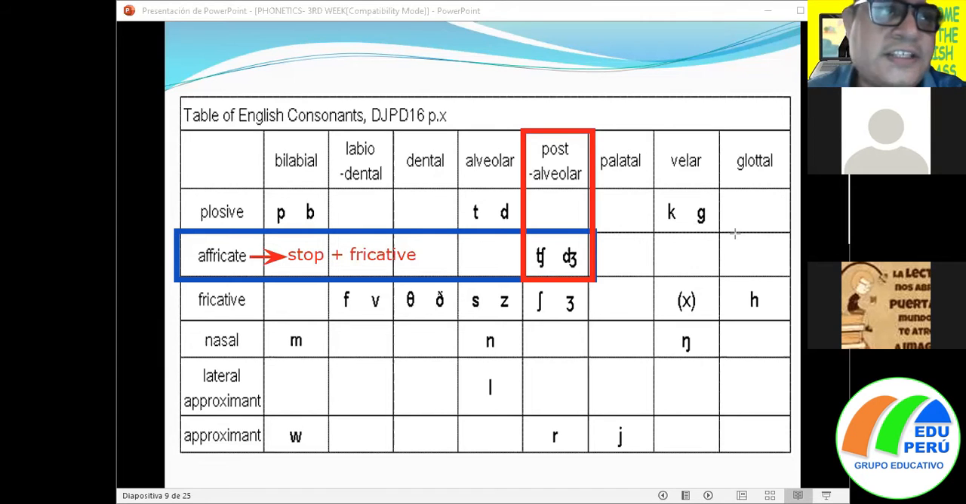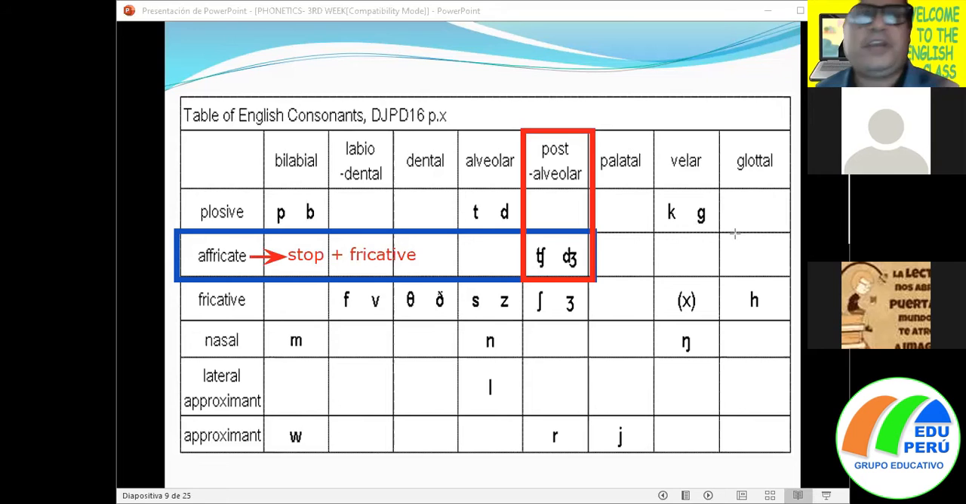J, as in the word job, no? Job, judge, language, language, j, j, j. Notice this sound, huh? Language, language, bridge, bridge. In Spanish, puente, no? Bridge, j, j. We finish with this sound, all right?